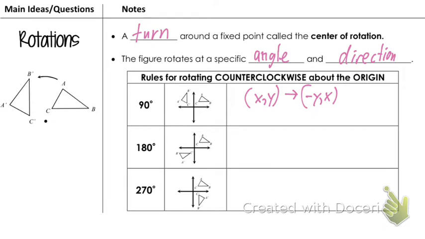For 180 degrees, your original x, y will yield, excuse me, I mixed that around, negative x, negative y. You don't switch spots, but they both become negative.